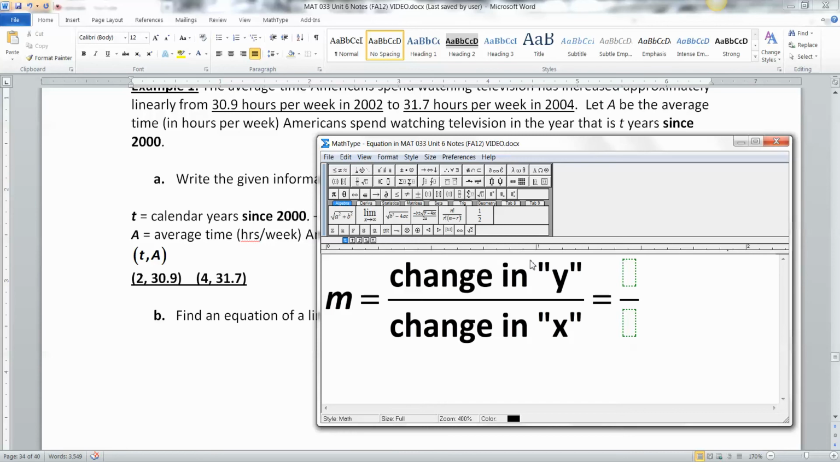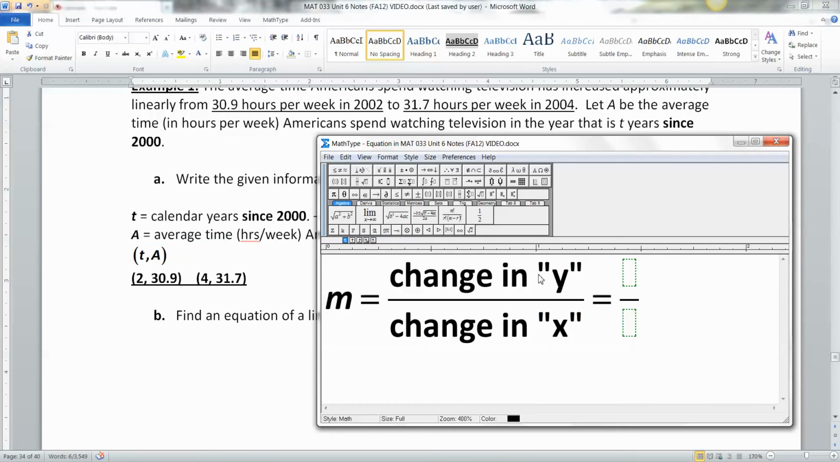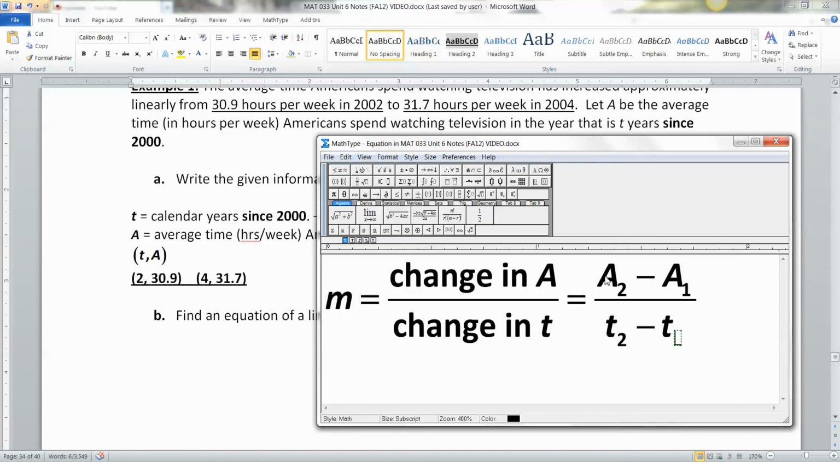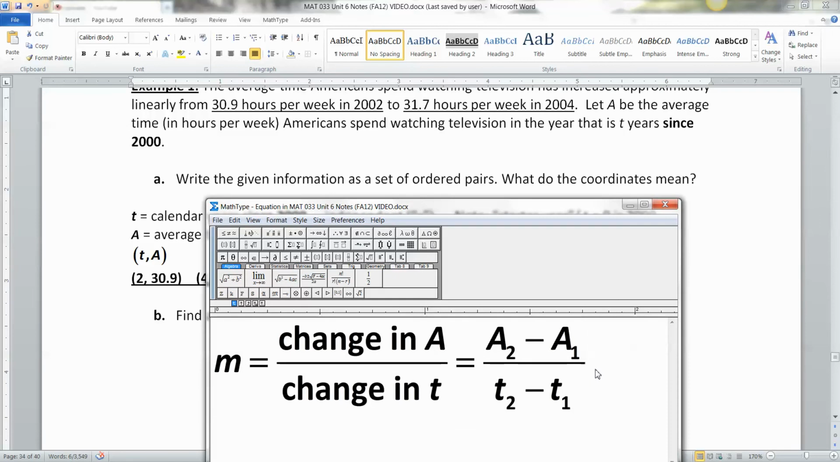Well, because we use y and x for general times, but we don't have y and x here. What's our y variable? You already wrote it down. The y variable was the a right here. So we want the change in a over the change in t, because t is our x variable, and a is our y variable. So instead of y2 minus y1, we're going to do a2 minus a1 over, instead of x2 minus x1, t2 minus t1. Or you could use y and x, but you just have to know which one was which, right?